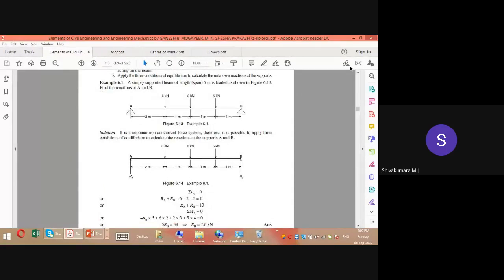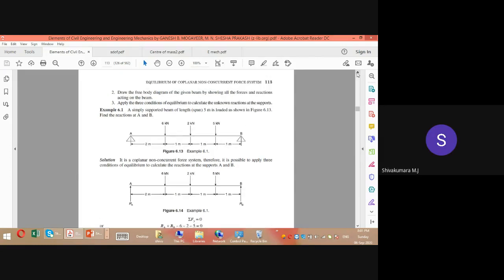Yeah. See here, one simple example. What type of force system is this, Jaisurya? It's a parallel coplanar. Is it concurrent? No, sir. It is a non-concurrent force system, right? Yes, sir. Coplanar non-concurrent force system.